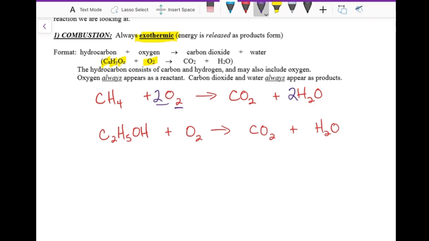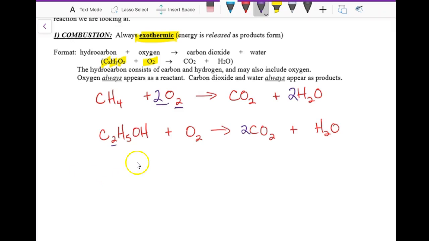So balance, let's say, carbon first maybe, and I have a 2 on the left, so I'm going to put a 2 there on the right as a coefficient. Remember, we never change subscripts. I can't put a 2 after the C. I can only say that I have 2 carbon dioxide molecules. If I put a 2 after the C, that actually changes what the molecule is. All we can change is how many of those molecules you have. So I put a 2 in front of the CO2.